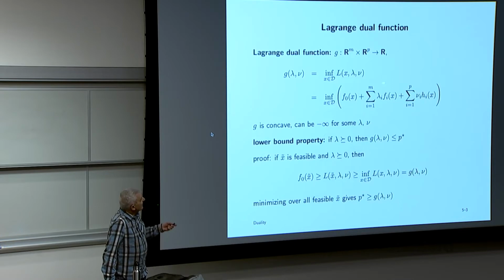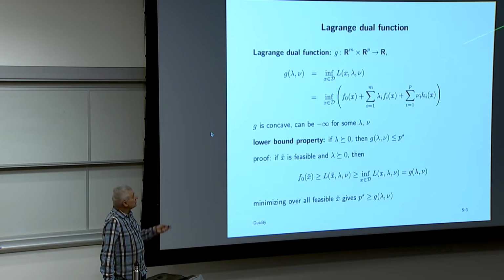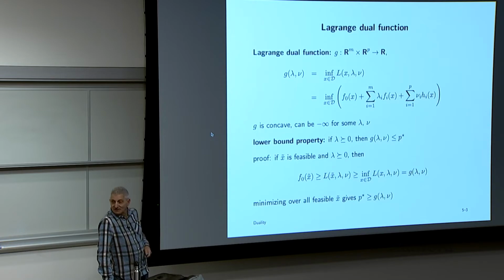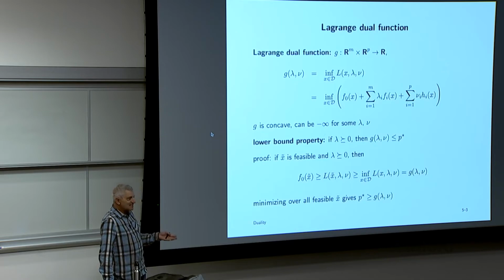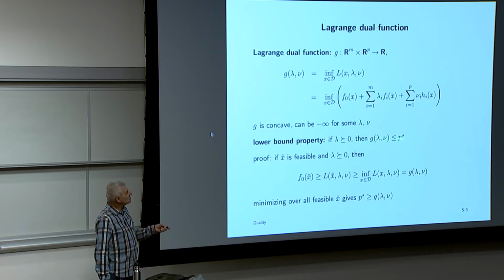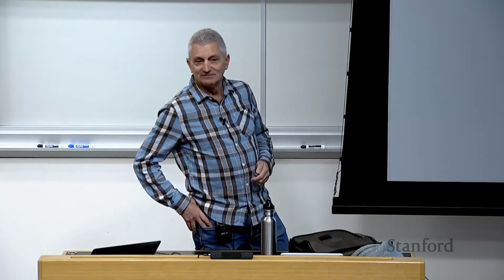And that says that if x tilde is feasible, then the Lagrangian is less than or equal to f0 of x tilde, the objective, right? Therefore, if you minimize over that, you're going to get something that's a lower bound. So g of lambda and nu is a lower bound on the optimal value of your problem. Okay? So everybody got that?